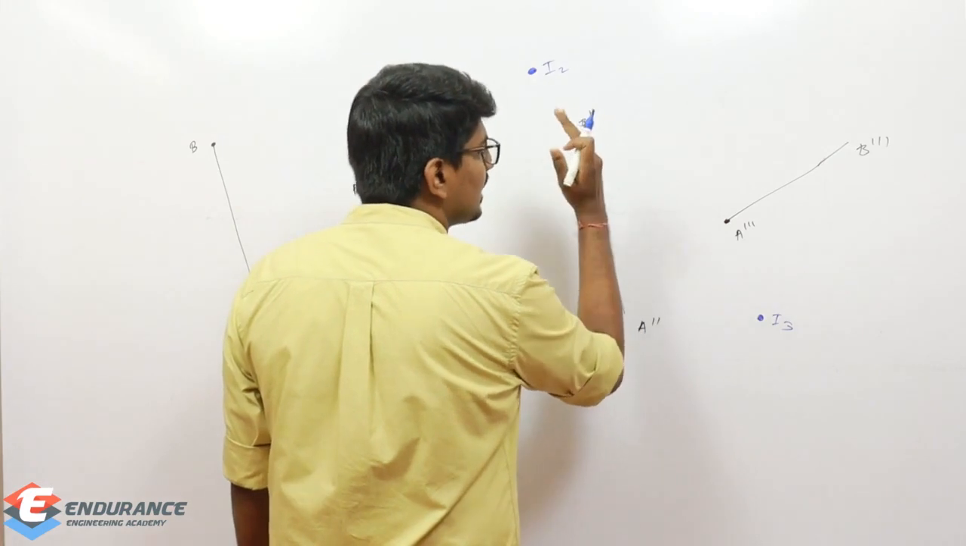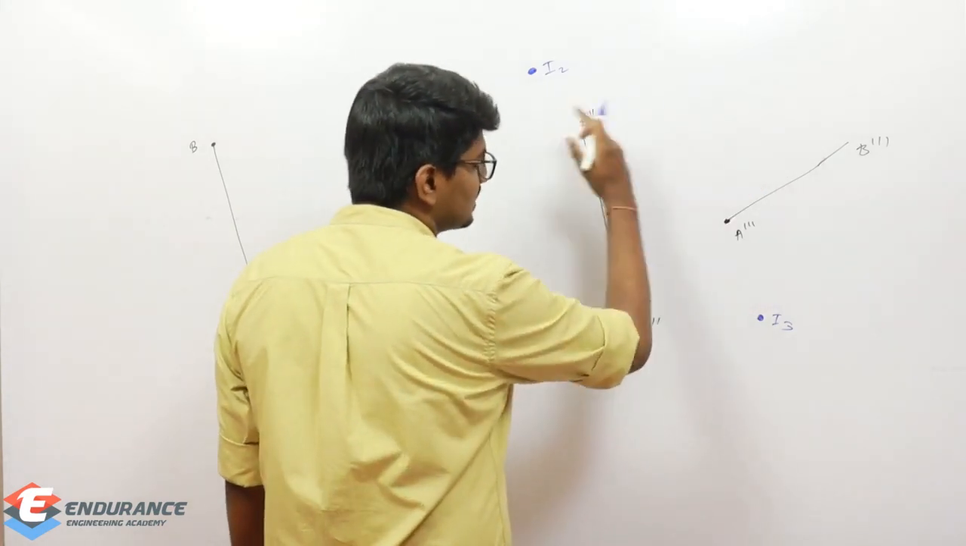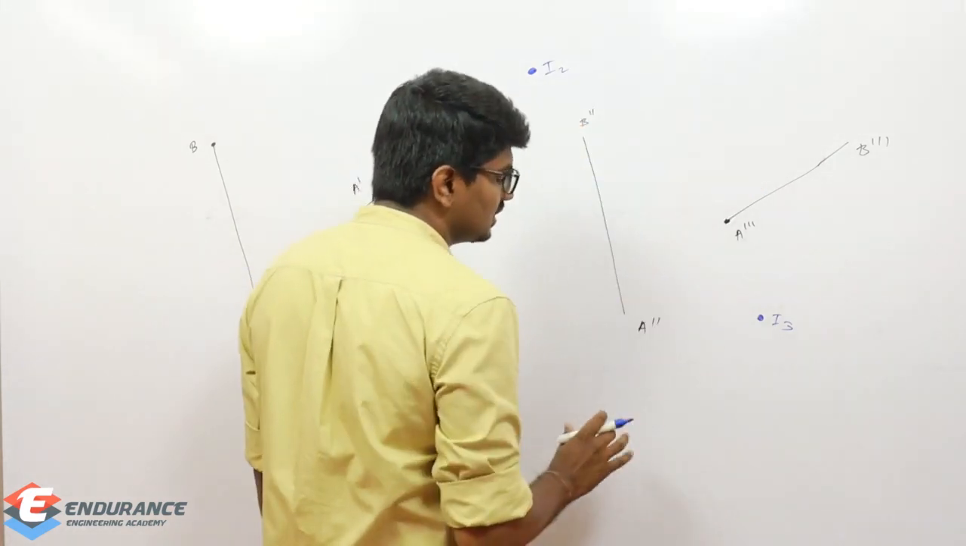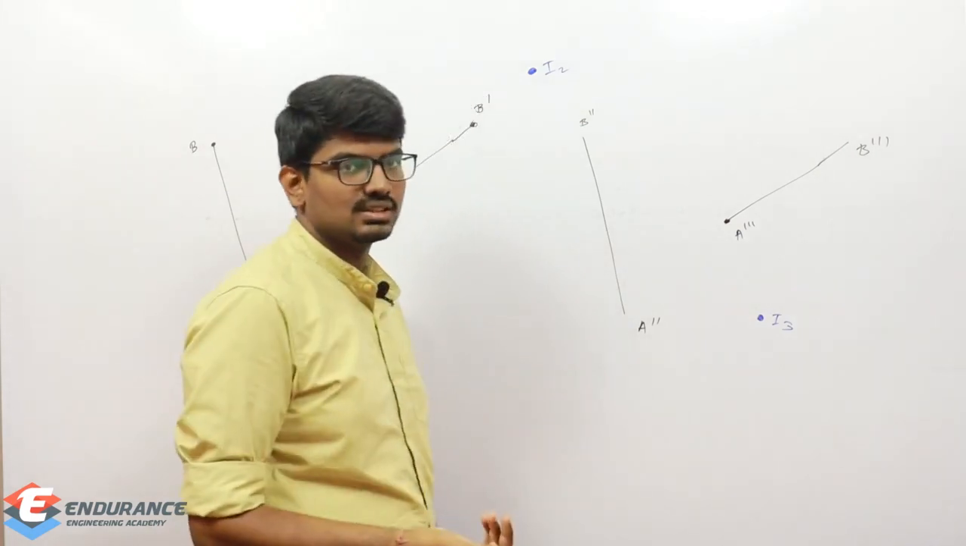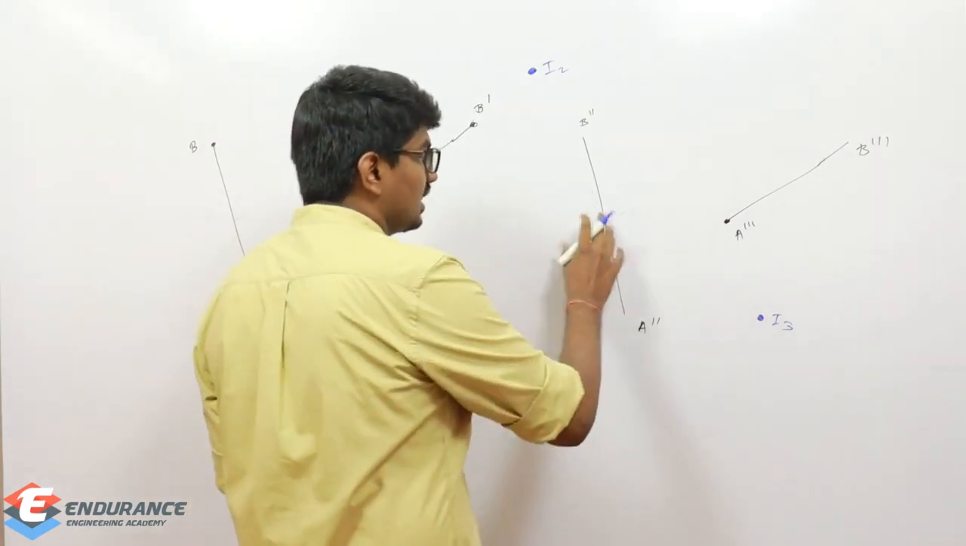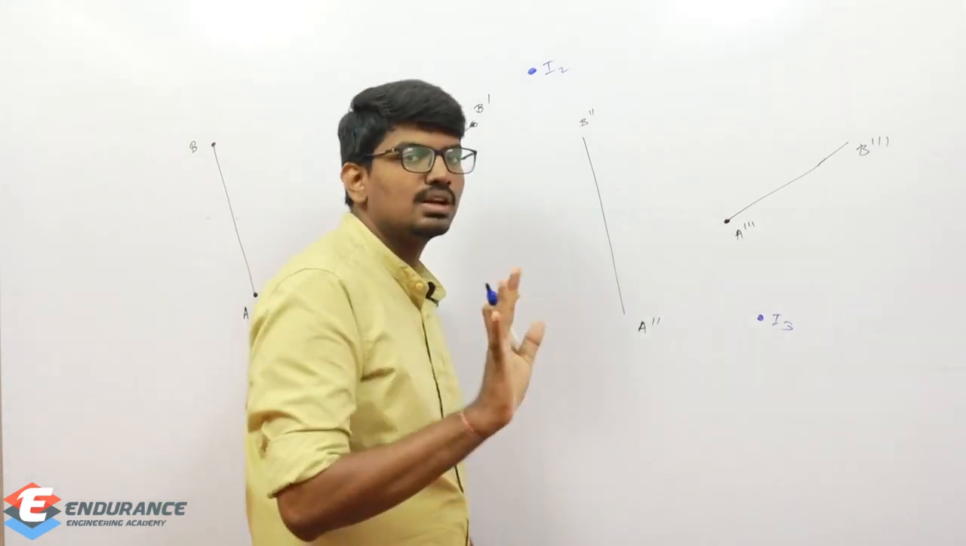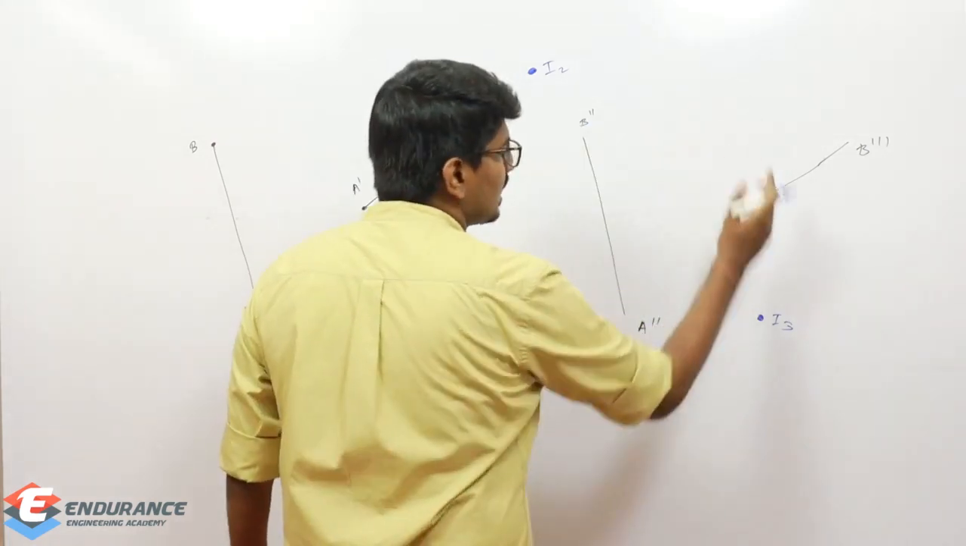That is when A double dash and B double dash are rotating, right? That is A double dash, B double dash. It's not rotating actually. It's undergoing translation plus rotation, but it is rotating about I3. Okay, so that is what Euler is doing. So this is rotating about I3.